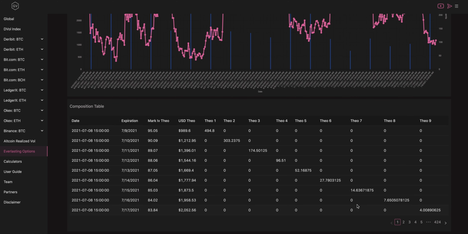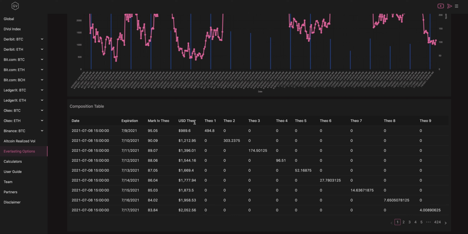Here, if you scroll down some more, we have the composition table. The composition table goes hour by hour, and it shows the series of 9 options that expire daily. Again, we have theoretical options here because the exchange, in this case Deribit, doesn't have options that expire every single day of the year, so we have to interpolate these options. So we have expirations every day, and then we have the theoretical implied volatility for these options.